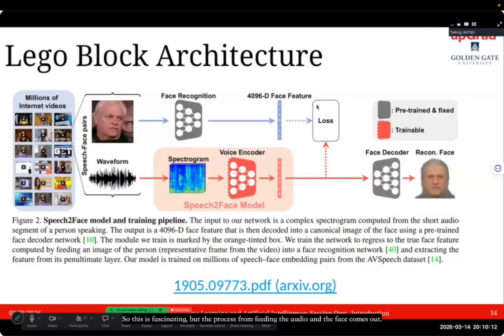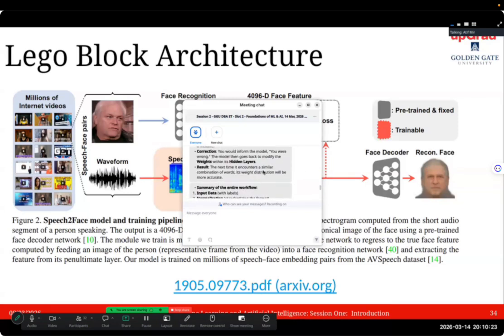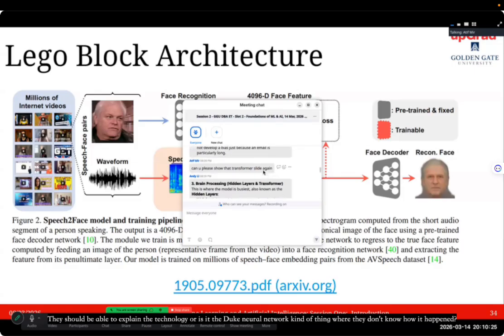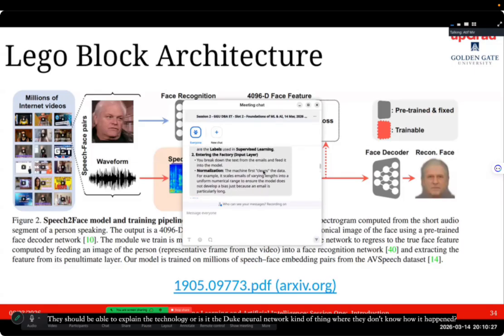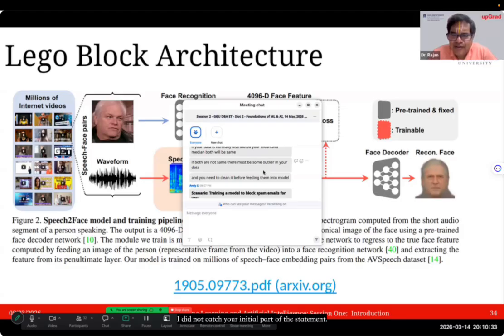So this is fascinating, but the process from feeding the audio and the face comes out. If I ask a person who's built this, how did this happen? They should be able to explain the technology, or is it the deep neural network kind of thing where they don't know how it happened? Can you repeat the question? I did not catch your initial part of the statement.